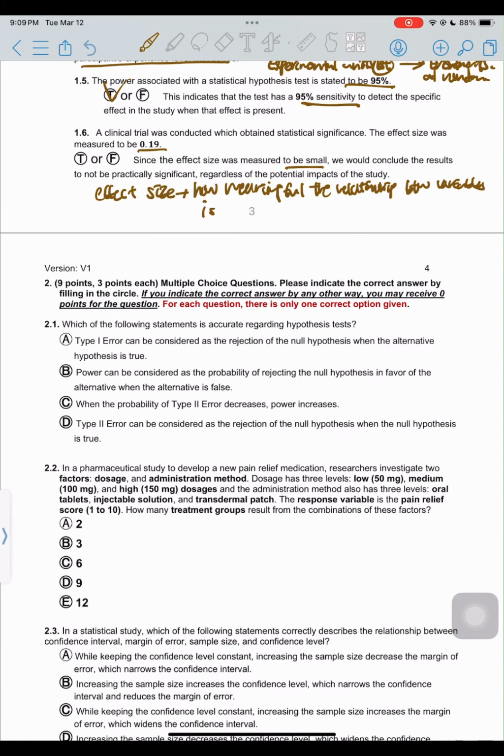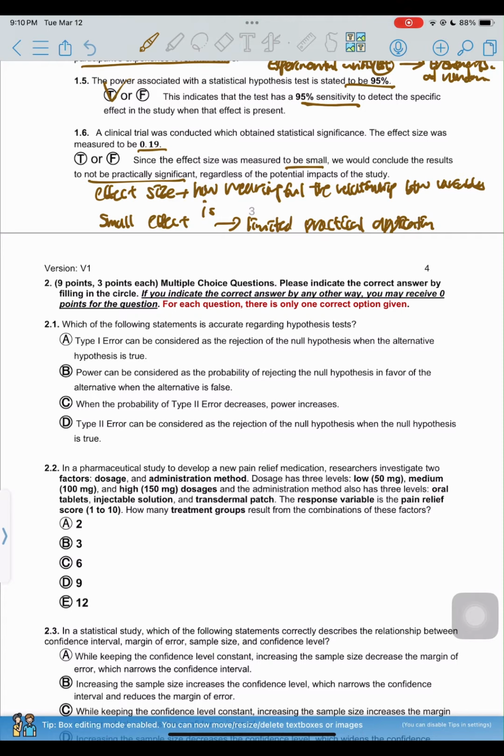So the higher effect size will tell you that the research finding has practical significance, while a small effect size, like in our case, will tell you it has limited practical application. But it doesn't necessarily mean that it's not statistically significant. So the question does look like it is true, but it is not, because it's not necessarily not significant. You can say that it has limited practical significance, but you cannot say that it is not significant. So the answer is false.